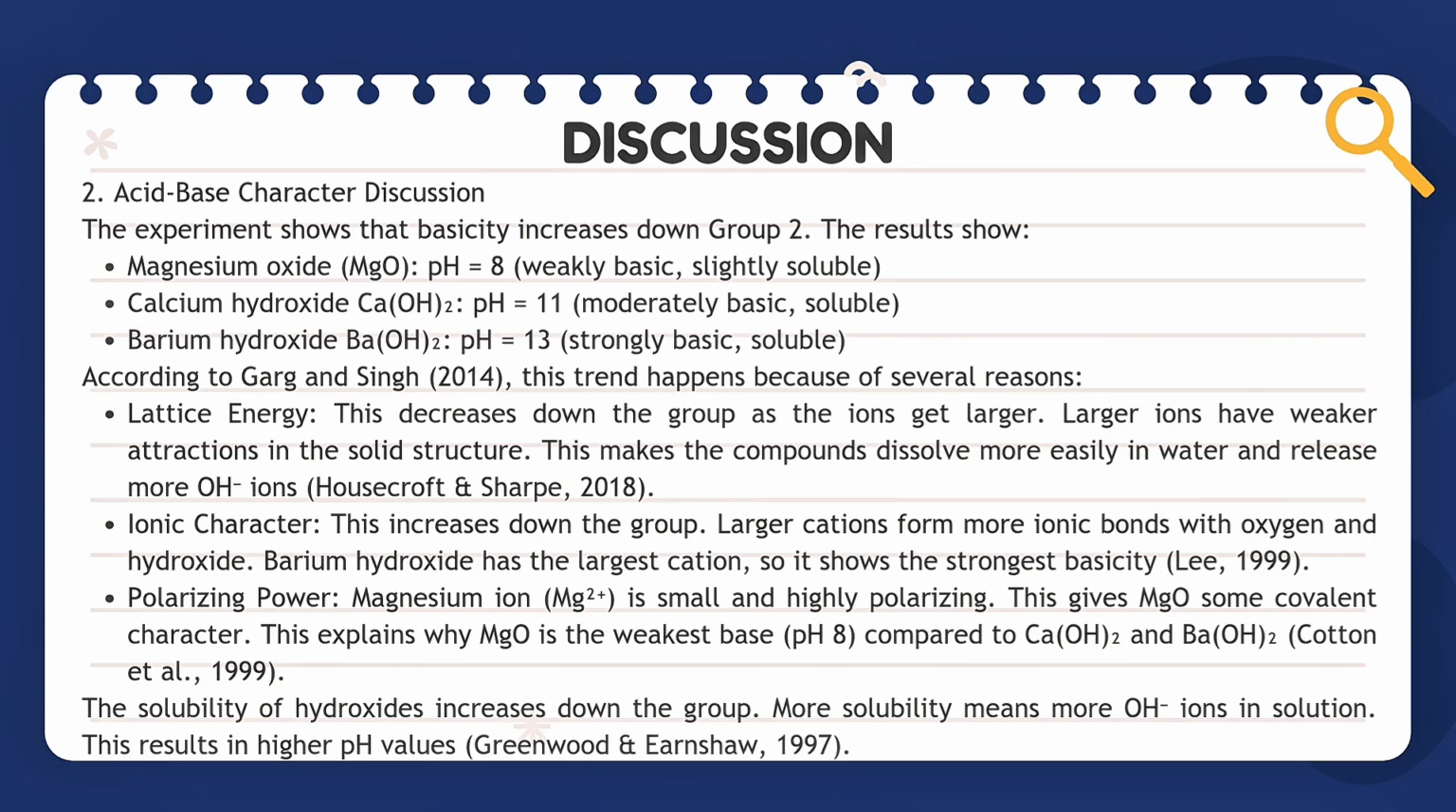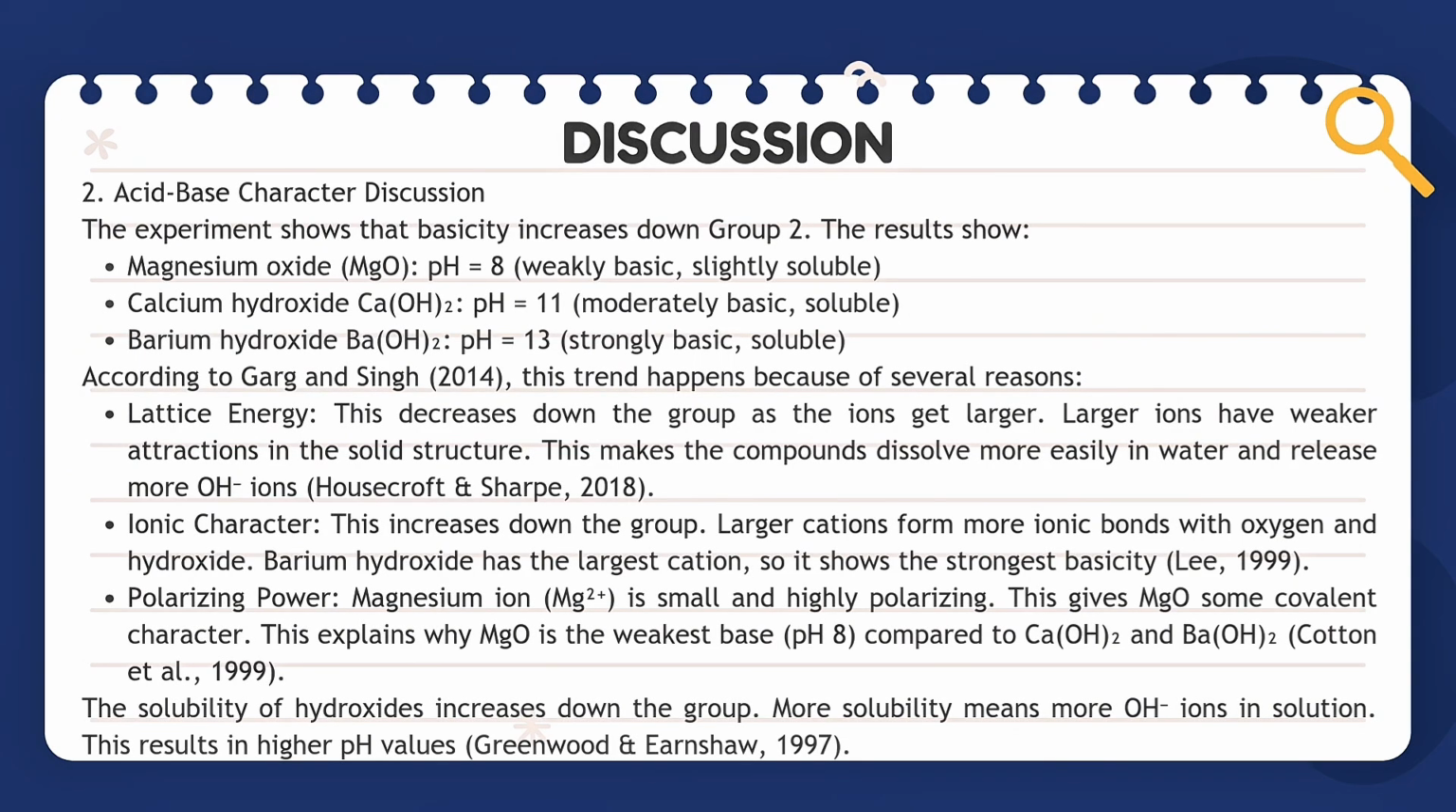Experiment 2. Acid-base character test. After the flame test, the experiment continued with testing the acid-base character of group 2 oxides and hydroxides using pH measurement. Magnesium oxide produced a solution with a pH of about 8. This indicates that magnesium oxide is weakly basic and only slightly soluble in water. The small size of the Mg2+ ion gave magnesium oxide partial covalent character, limiting the release of hydroxide ions.